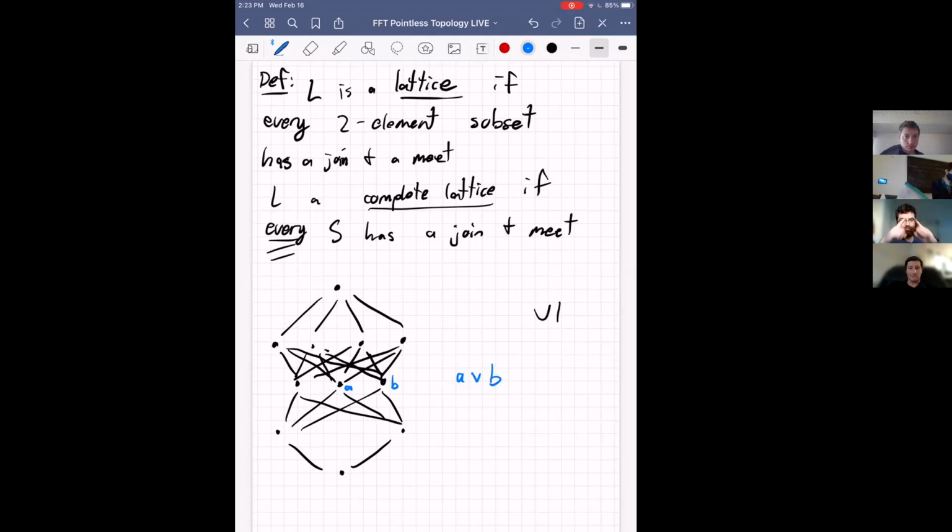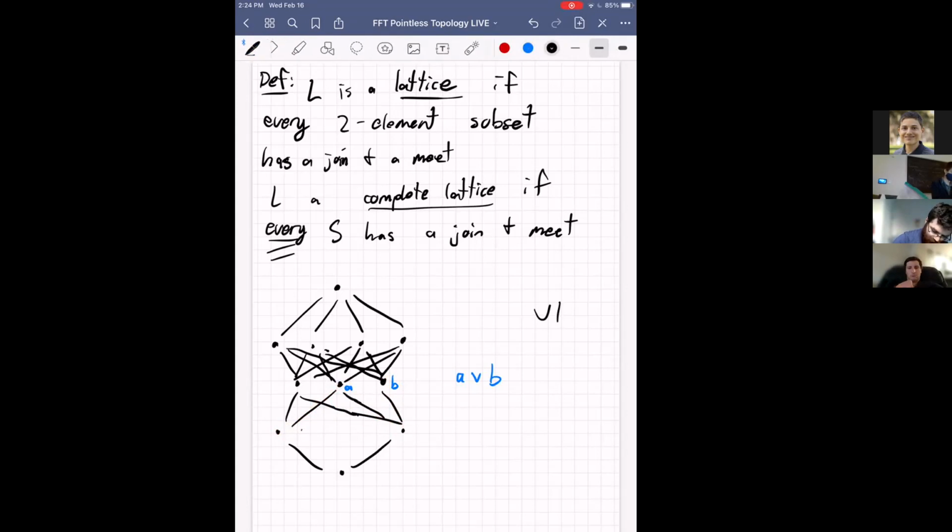Well, somehow there is none, right? Because this guy right there is a lower bound for A and B, but so is this guy, and these two can't be compared. So there does not exist a meet. I want there to be a meet, so maybe I'd have to delete an edge right here. Oh, it didn't delete the whole edge when I erased. Sad. Very sad.